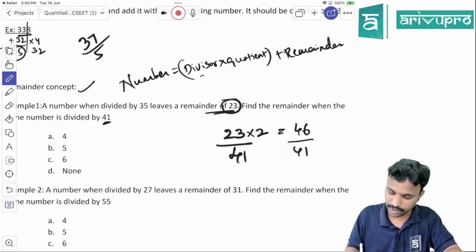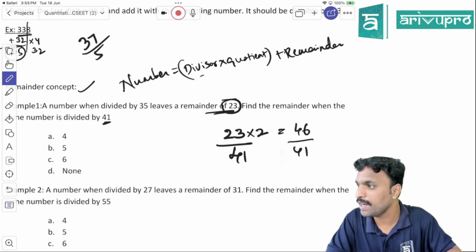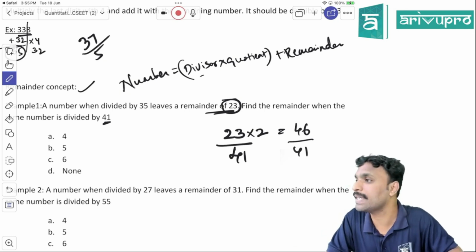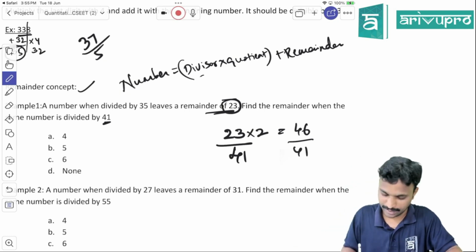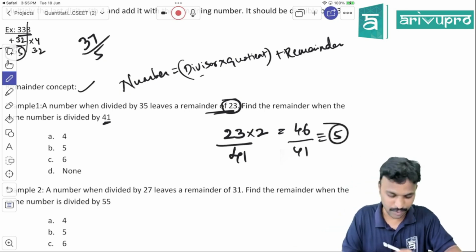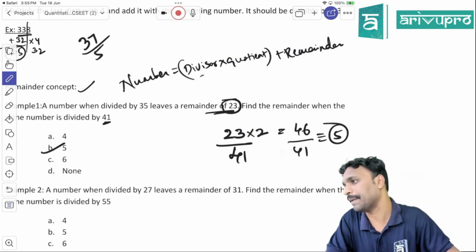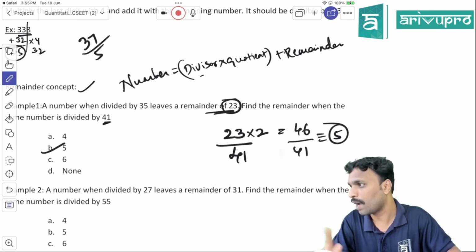Correct? Now 46 can be divided by 41. Of course, yes, it is more than 41. It leaves how much as a remainder? It leaves a remainder of 5. So what is the answer for this question? It is 5. Have you understood how to solve such questions?